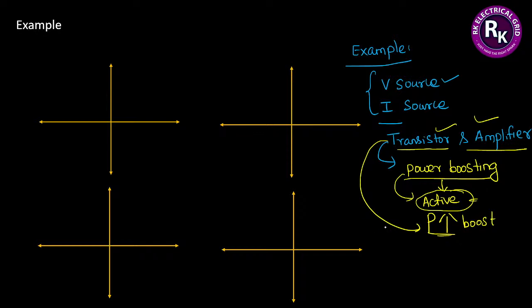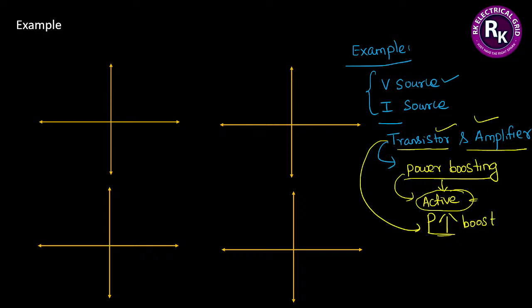So they can also be treated as what? Active element. I hope now you have understood. We saw two definitions. One is an active element: an element which has the ability to produce energy for an infinite duration is called an active element.